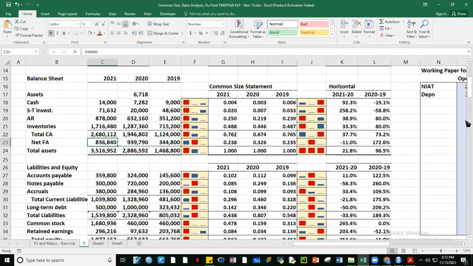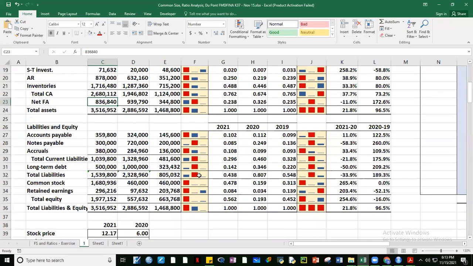Okay, so here in the common size statement for the balance sheet, we can see the composition of your total assets, the percentages, and also for the liabilities and equity. We can see here that for total liabilities in 2020, there was a big jump from a 54% debt ratio to an 80% debt ratio. And this was attributable to the increase in long-term debt.